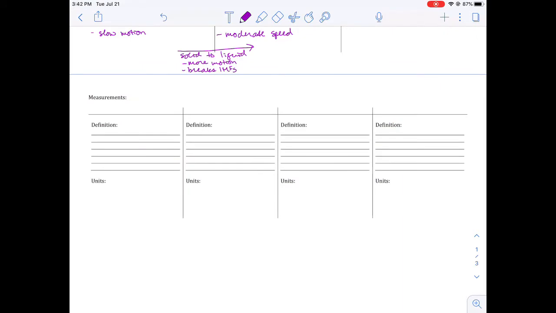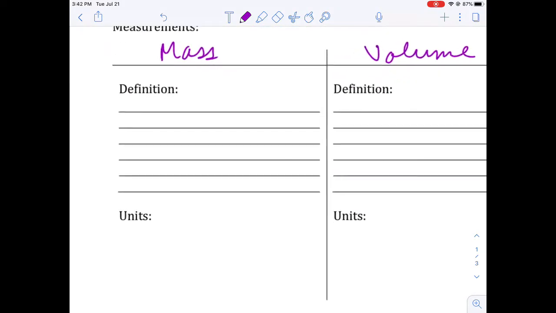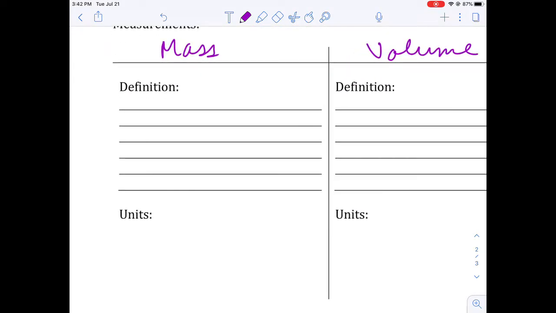So now we're going to look at our different measurements that we use for our states of matter. We have four main measurements that we use. We use mass, volume, temperature, and pressure to measure our solids, liquids, and gases. So mass we can use for all three states. And mass is defined as the amount of matter in an object.